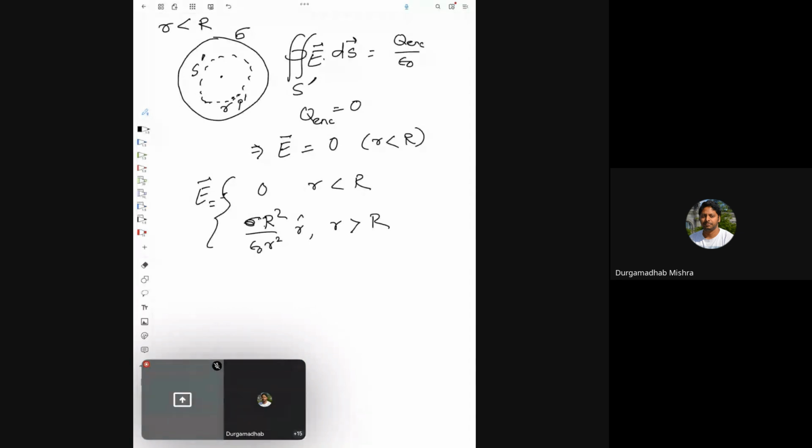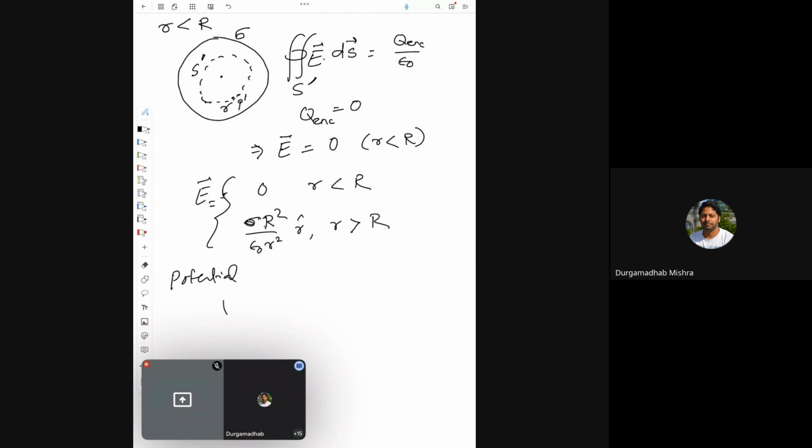So this is what the electric field is. We have to find out, so that we have not found out yet. Only using Gauss's law, we know what the electric field is outside and inside. So now, what is the potential?